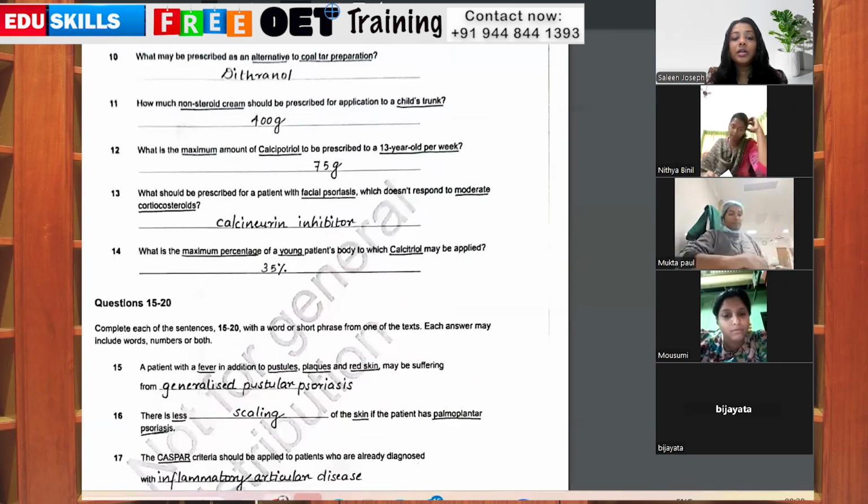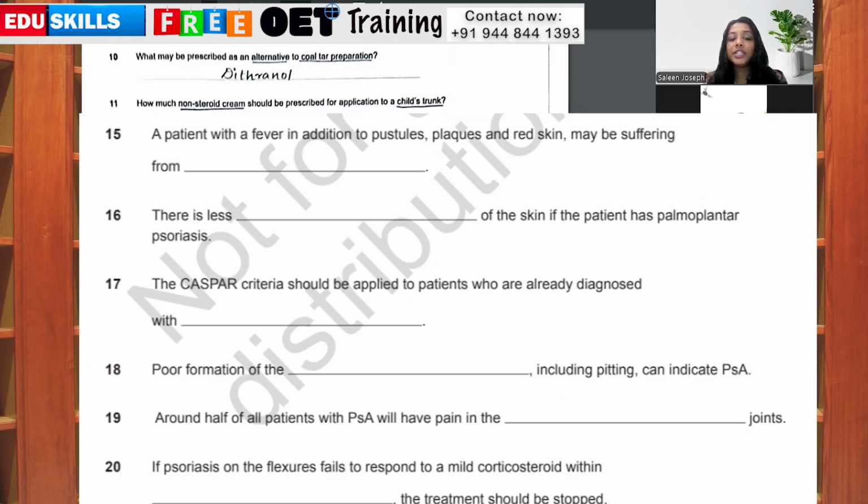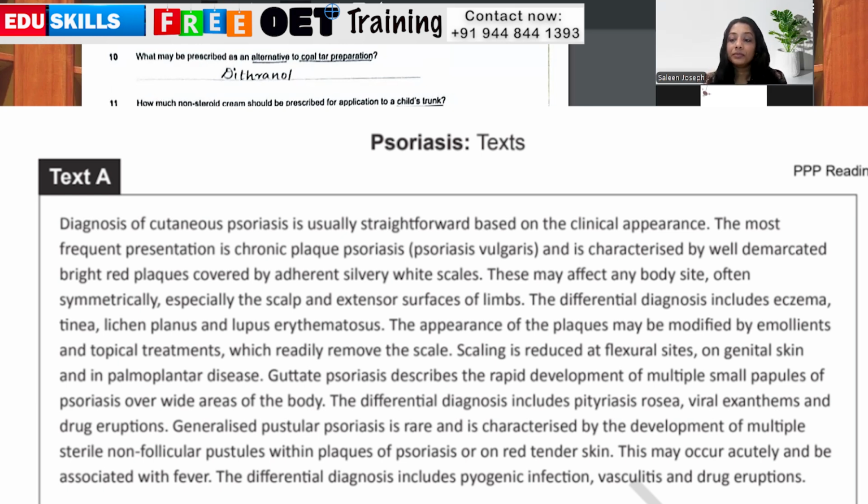A patient with a fever in addition to pustules, plaques, and red skin. They are giving the characteristics of that particular condition. Fever is there, pustules, plaques, and red skin. May be suffering from what? Text A. Generalized pustular psoriasis. We have discussed many disease conditions in text A. So fever, pustules, plaques, and red skin means generalized pustular psoriasis.